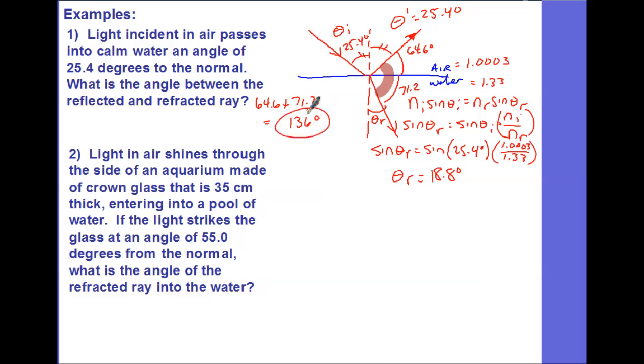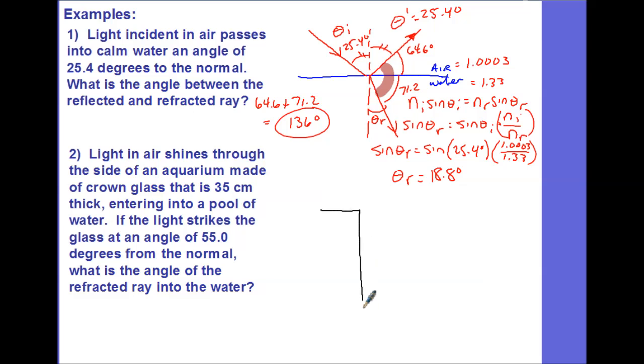Let's take a look at number 2 here. Light in air shines through the side of an aquarium made of crown glass that's 35 centimeters thick, enters into a pool of water. If the light strikes at an angle 55 degrees from the normal, what is the angle of the refracted ray into water? Let's go ahead and draw a little picture for this one too.